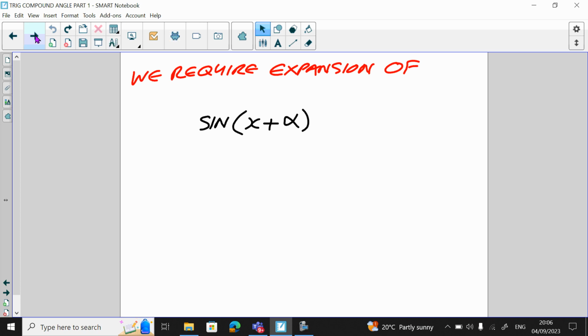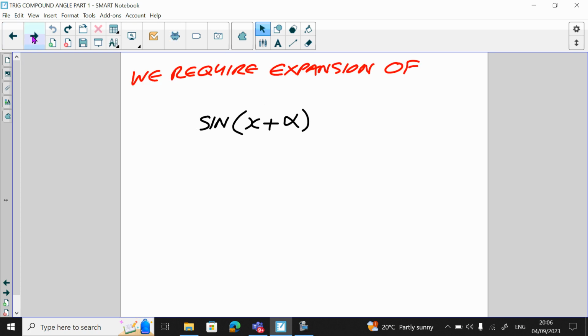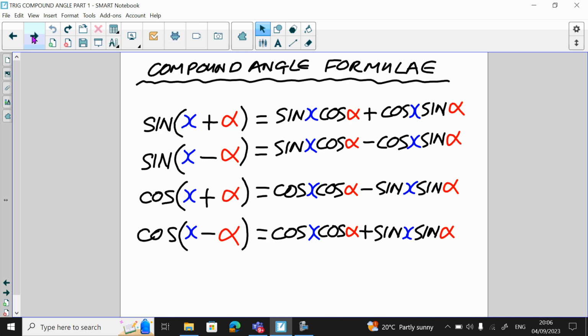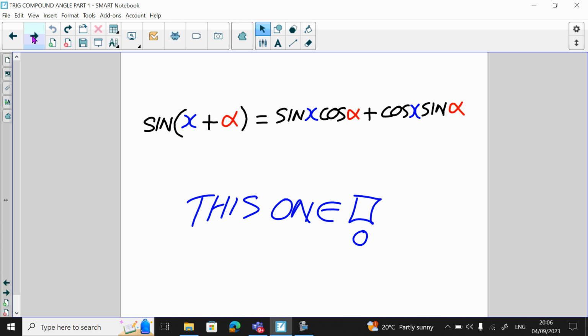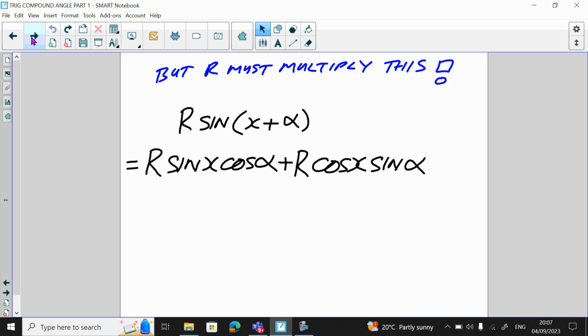Initially we want R sin(x + alpha), but from the formula sheet it's only sin(x + alpha). So we're going to go for the expansion. Which one is sin(x + alpha)? It's that one there. When we expand that, that's what you get. You're looking at your formula sheet, that's fine. But in relation to the question, we've actually got something in front of the sin(x + alpha) in the top line, so that's why we have this.